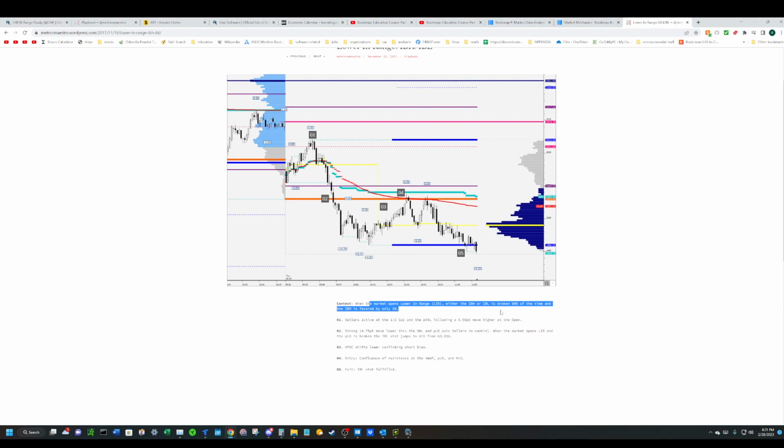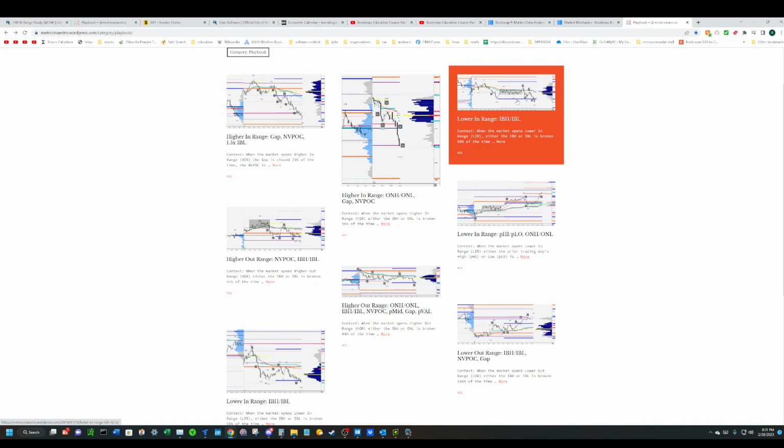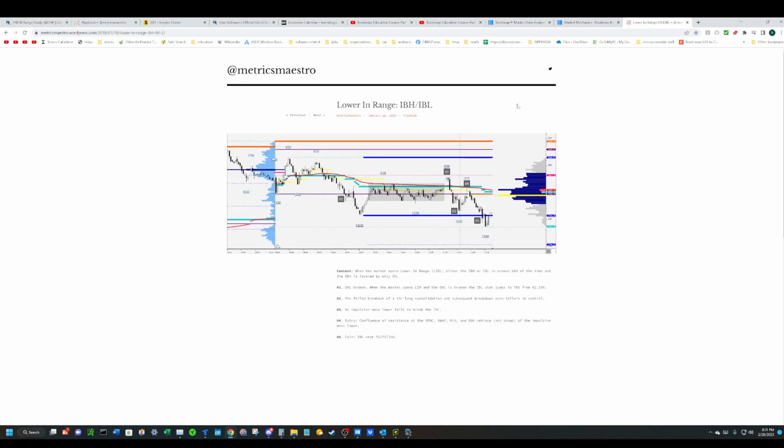Okay, IBH broken 98% of the time. IBH favored by only 5%. If I remember right, yeah, it did go past the IBH, and then it went all the way down. It was kind of an unusual day. Maybe we have these other ones too. See that one, IBH favored by 5%.